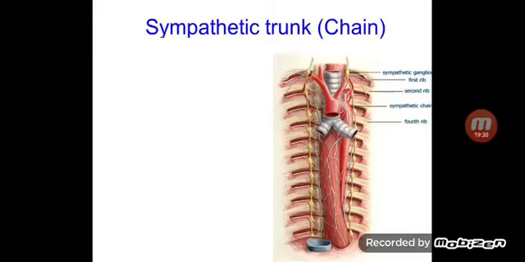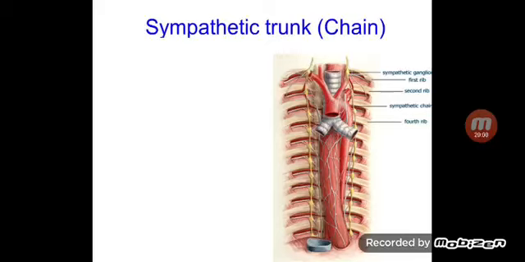What are the branches of the sympathetic trunk? First, it gives gray rami communicantes distributed to all the thoracic spinal nerves. Of course, from the thoracic spinal nerves they are distributed to the whole body and supply the corresponding areas. The postganglionic fibers are distributed through branches of the spinal nerves, all through the spinal nerves.